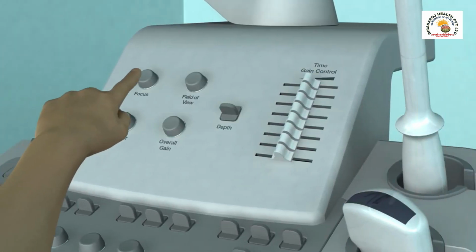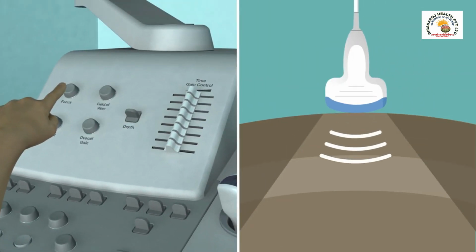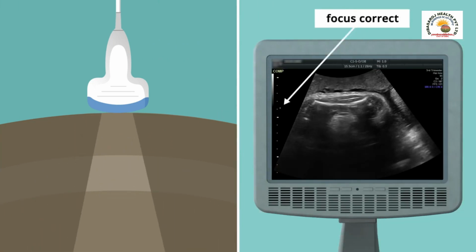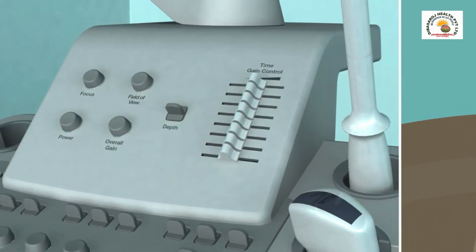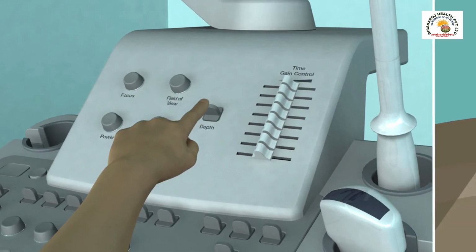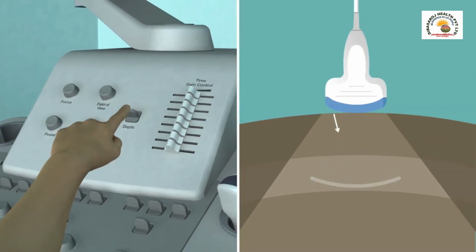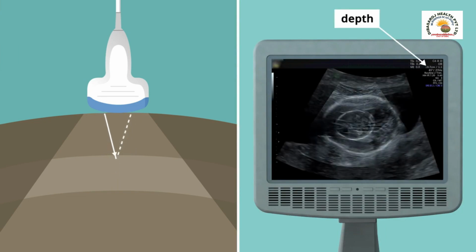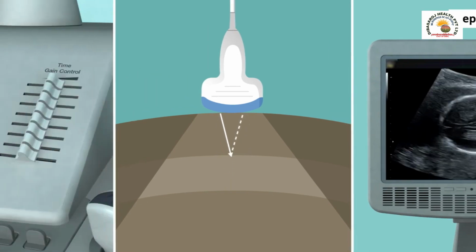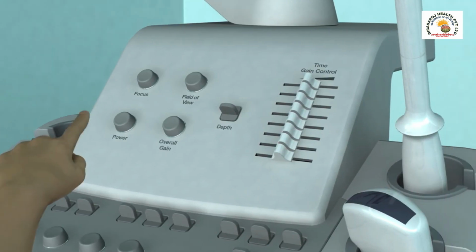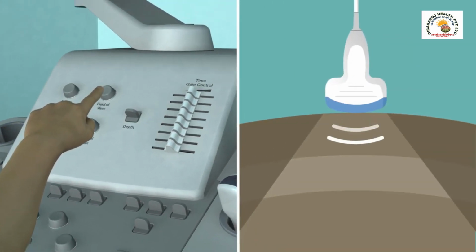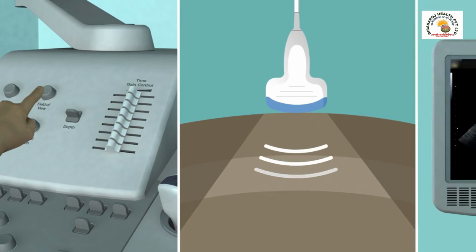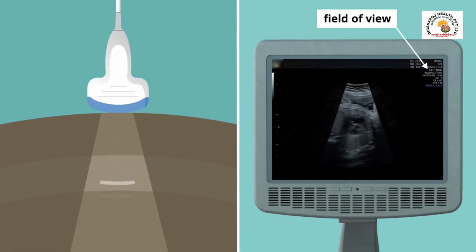The focus control allows you to produce a more detailed image of an area of interest by adjusting the focal point of the beam. The depth control defines the depth of visible area shown in the image. In order to optimize the image resolution, it is important to make sure that the depth selected matches the area of interest. The field of view controls the width of the image. The narrower the field of view, the better the resolution of the image.